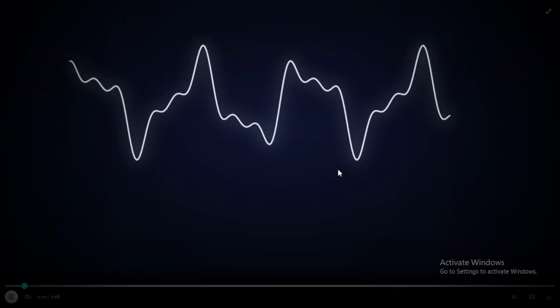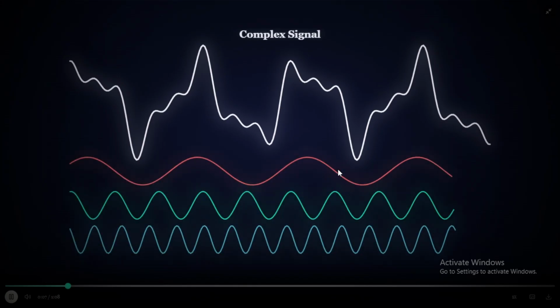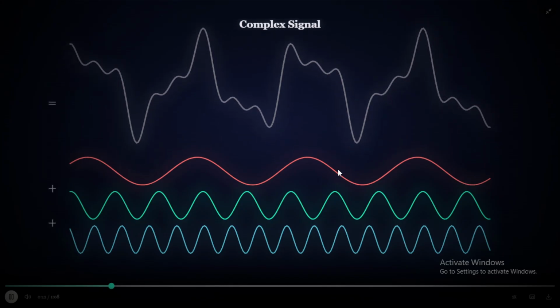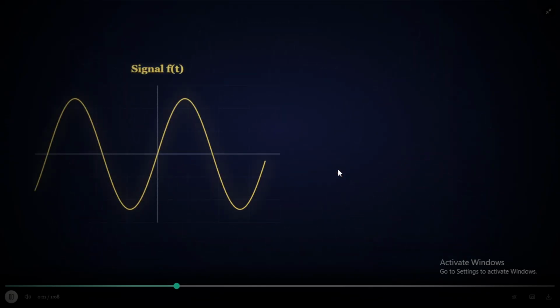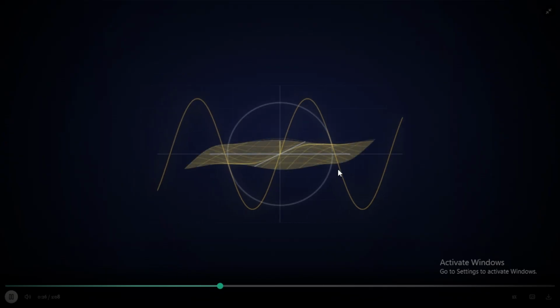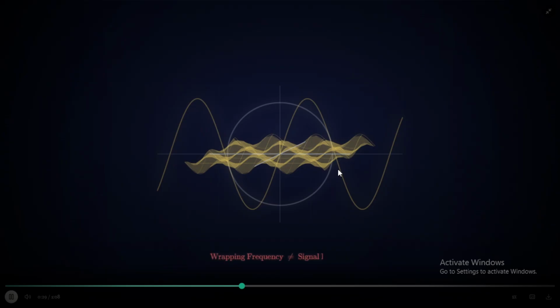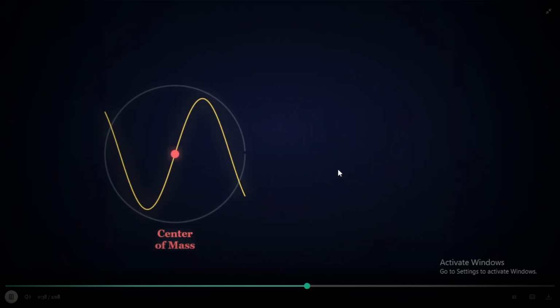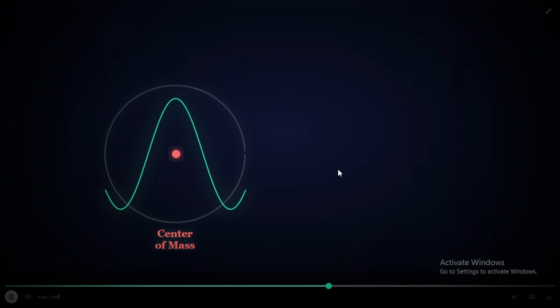To understand the Fourier transform, start with a complex signal. It looks messy, but it is actually just a combination of several pure, simple sine waves added together. The Fourier transform is the tool we use to reach into this soup and pull out the individual ingredients. Imagine taking our signal and wrapping it around a circle. We can control the speed at which we wrap it. If we wrap it at a frequency that doesn't match the signal's internal rhythm, the wave gets tangled and stays centered around the origin. But something special happens when the wrapping frequency perfectly matches the frequency of the signal.